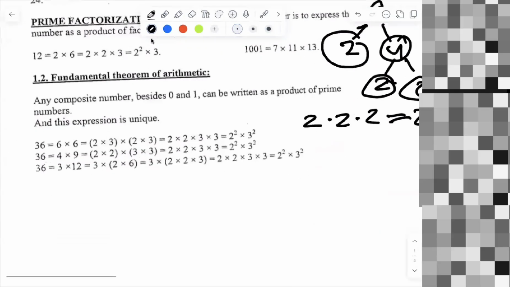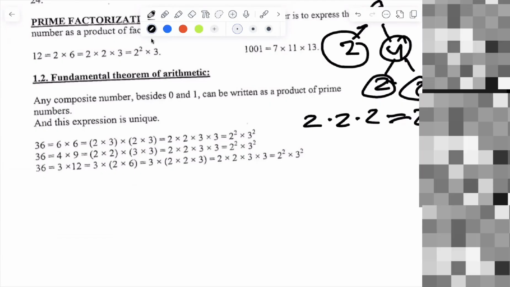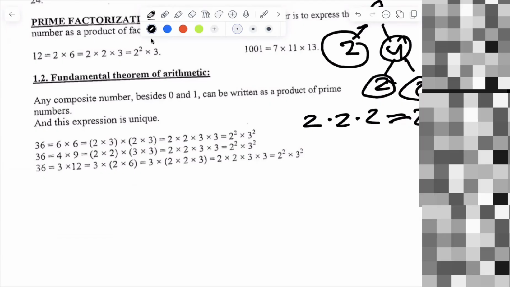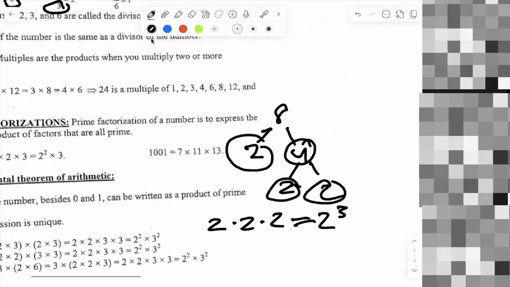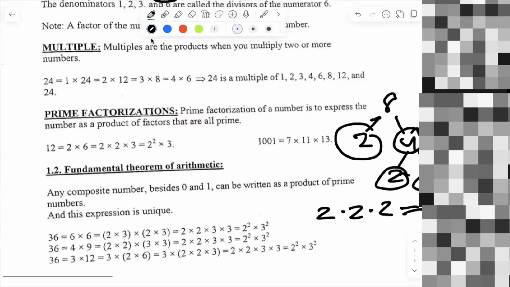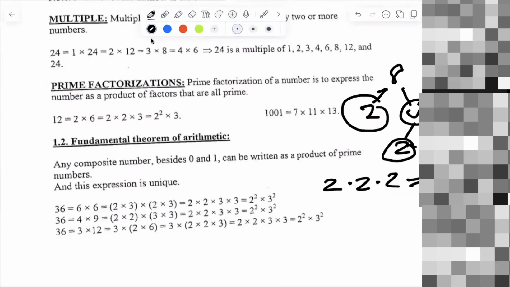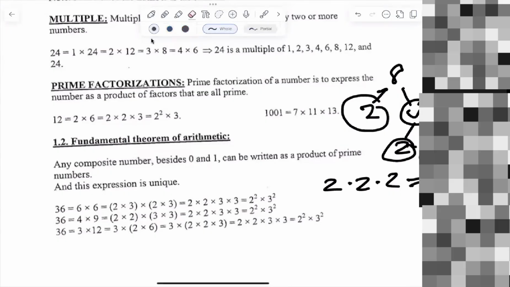Now let's move on to the fundamental theorem of arithmetic. Any composite number besides 0 and 1 can be written as a product of prime numbers, and this expression is unique. Clearly, we did it for 8, and you can go ahead and prove it. There's a really good proof for it. And this is a theorem, so it means it's true, 100% true.